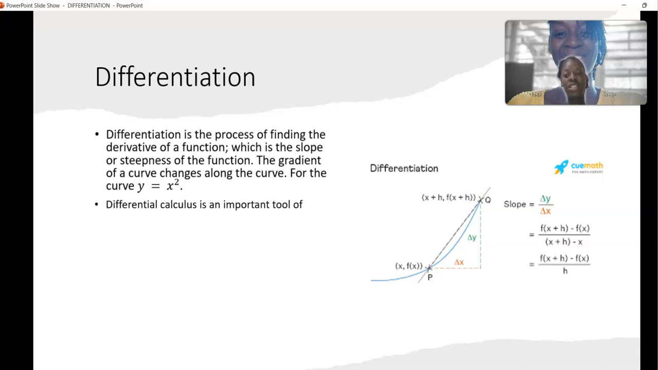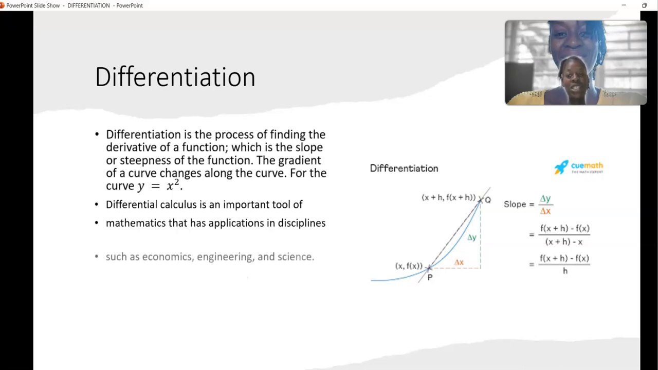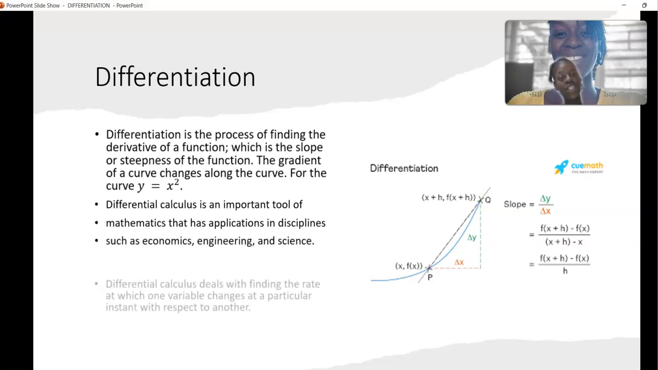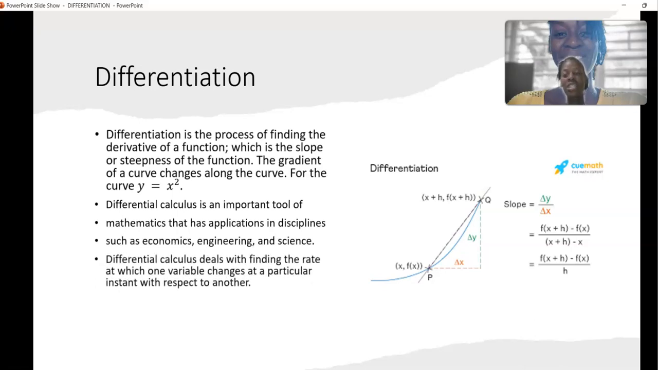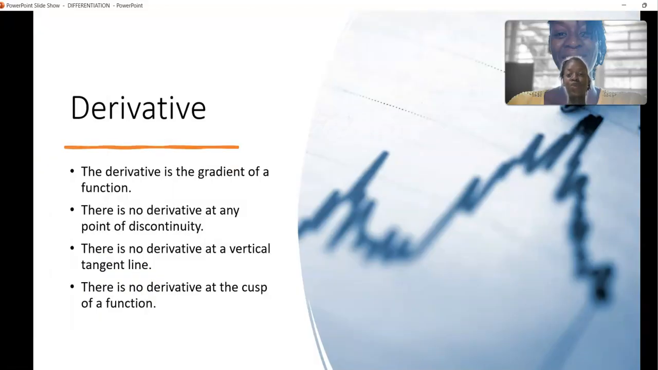Differential calculus is an important tool of mathematics that has applications in disciplines such as economics, engineering, and science. It deals with finding the rate at which one variable changes with respect to another. And your duty is to research other practical uses of differential calculus. That's on you. So as I said before, the derivative of a function is the gradient of the function at a particular point.